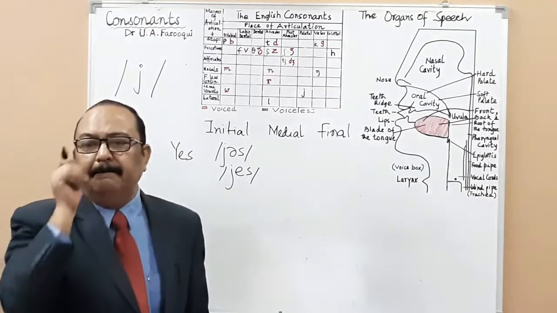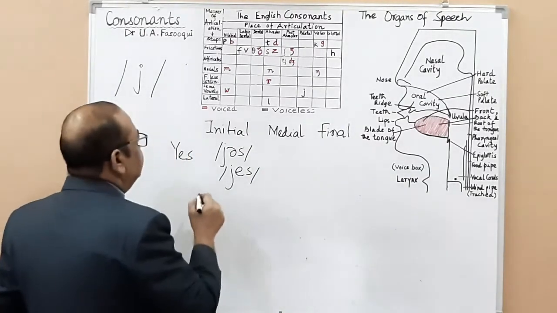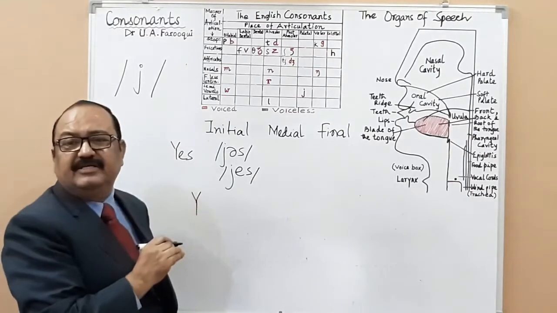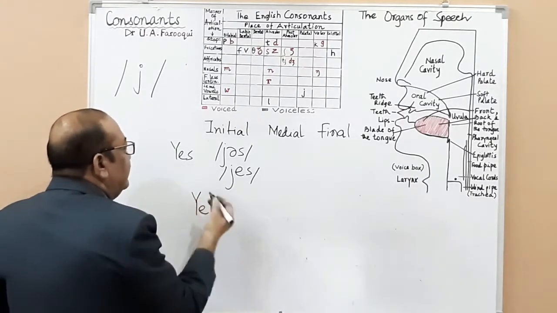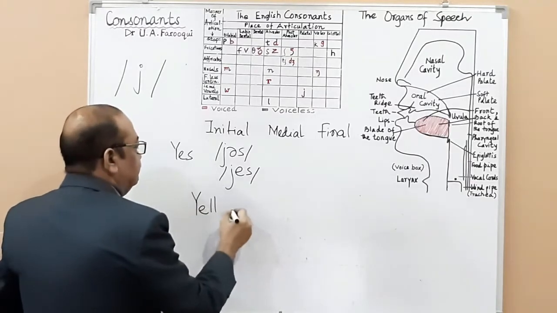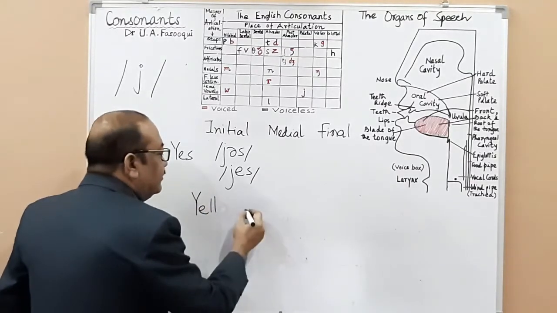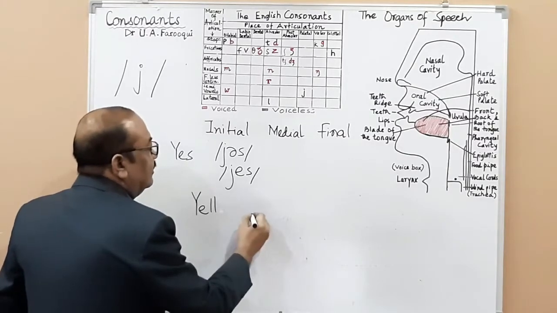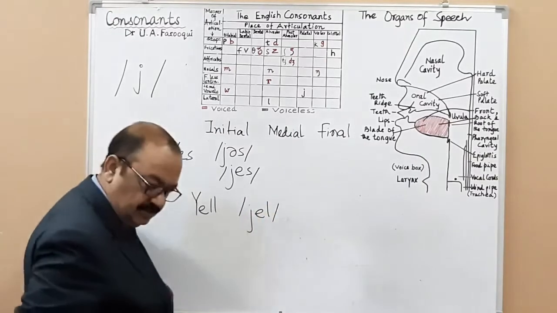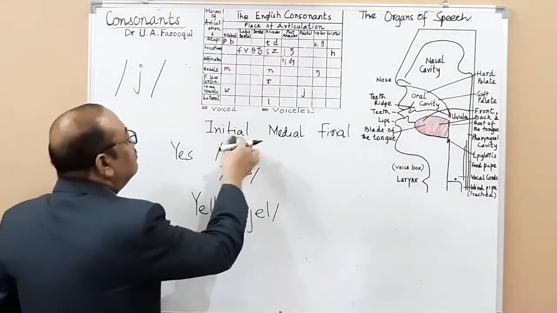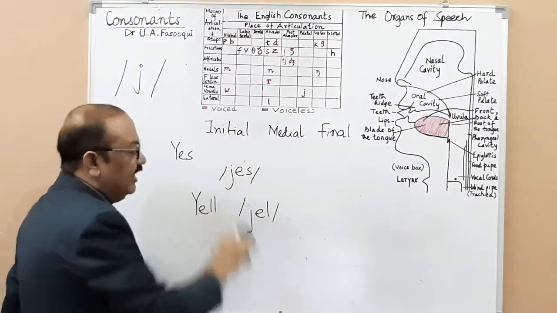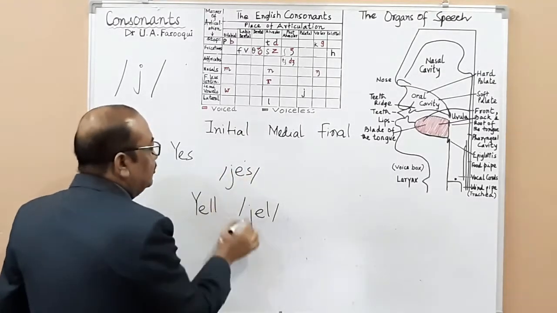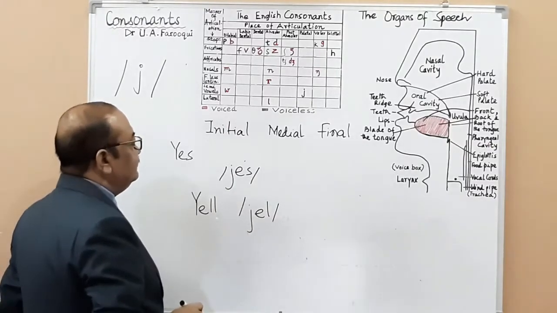Yell. How do you spell it? Y-E-L-L. Yell means to shout, to cry. Why are you yelling? Do not yell, please. This is how you write it. But I think this is not so common because it might confuse you. So in the exam you write yes like this only. It's okay.